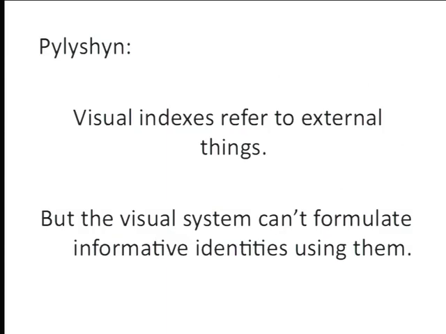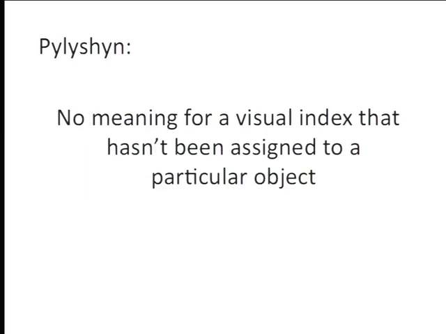So here we've got a system in which visual indexes refer to external things, but the visual system can't formulate informative identities involving them. And what about a visual index that didn't manage to tag anything? There was nothing there for it to tag. Well, a visual index that didn't tag anything just doesn't have any meaning, doesn't have any significance. So you can just bite the bullet and say there is no meaning for a visual index that hasn't been assigned to a particular object. It has the potential to have meaning if you now do assign it to a particular object, but so long as it's not been assigned to a particular object, it doesn't have meaning.